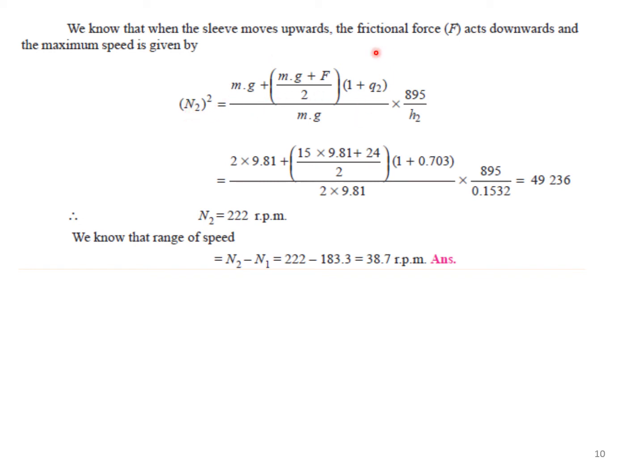Next, using this value, we substitute for the equation N2 square is equal to M into G plus M into G plus F by 2 into 1 plus Q2 divided by M into G into 895 by H2. Here Q2 is taken into consideration because the value of Q is not equal to 1. So substitute all this, we get the value of N2 as 222 RPM. So range is what? N2 minus N1, 222 minus 183.3 RPM, that is 38.7 RPM.